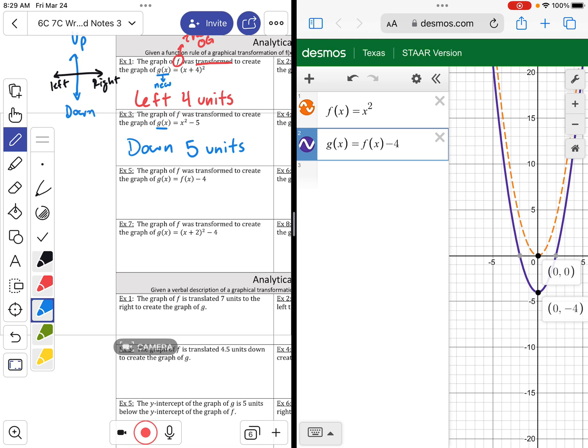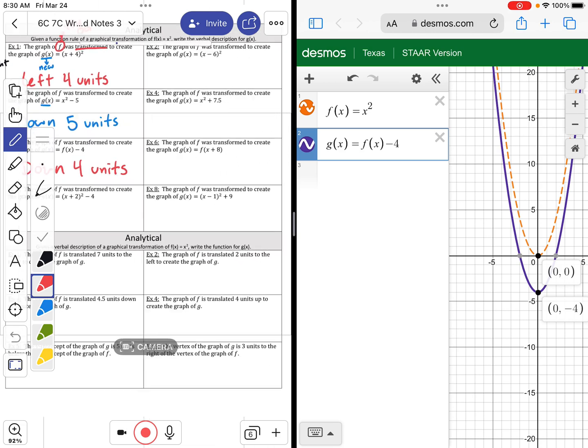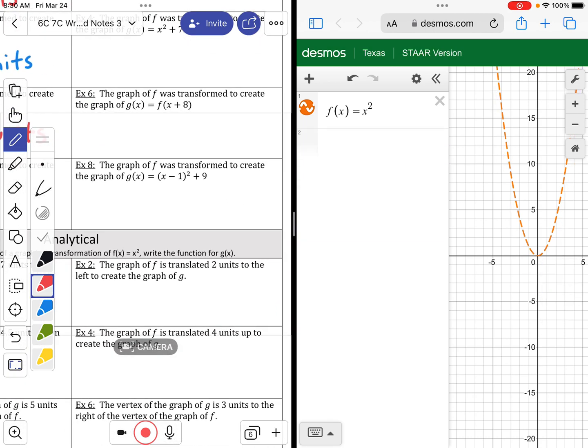0, 0, and then 0, negative 4. Describe the change. We went down, how much? 4 units. And that's it.